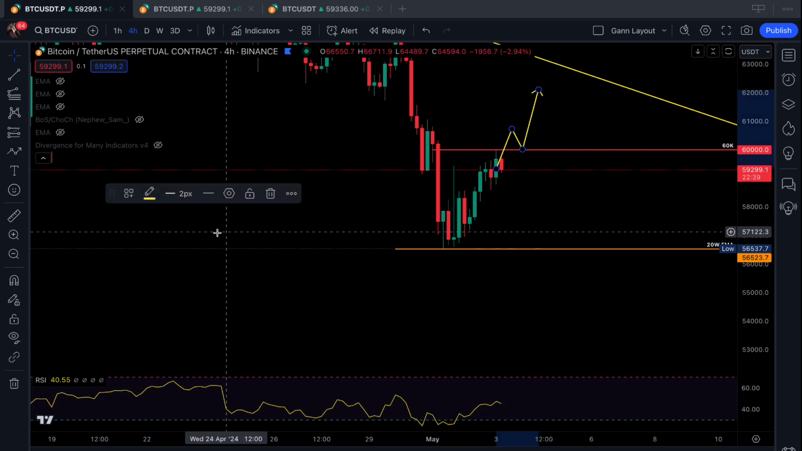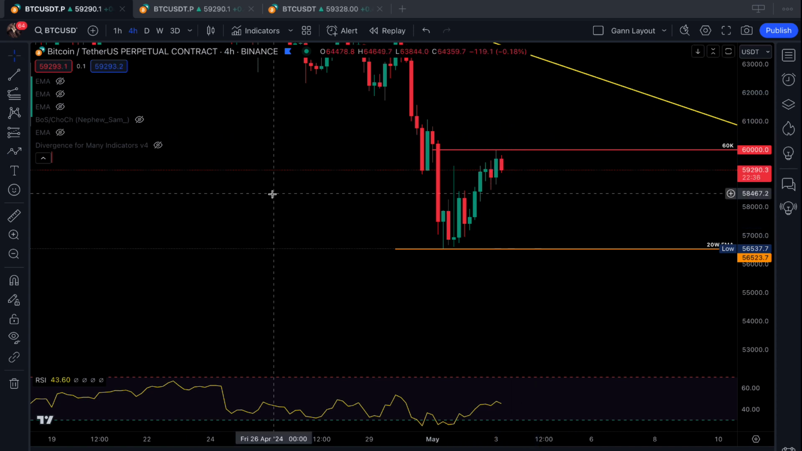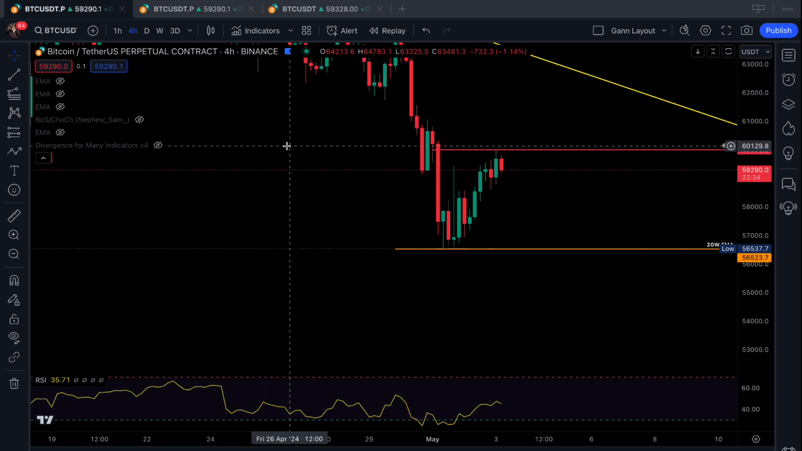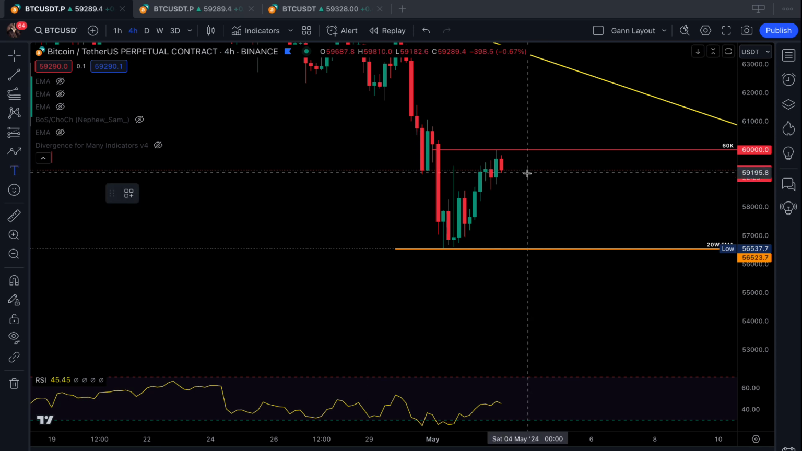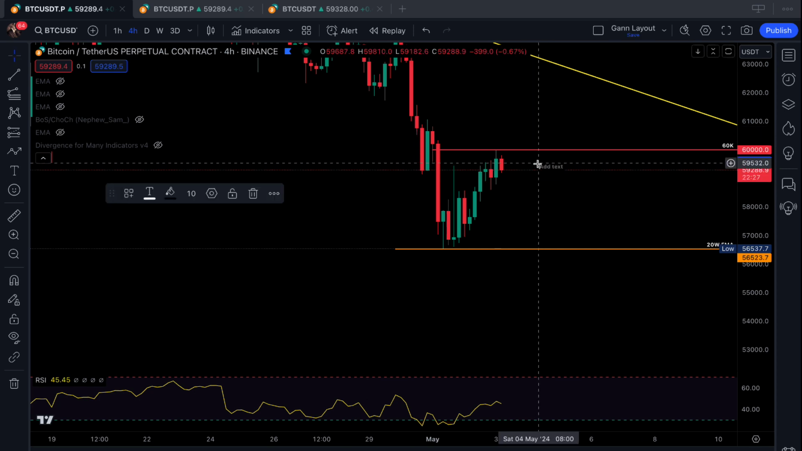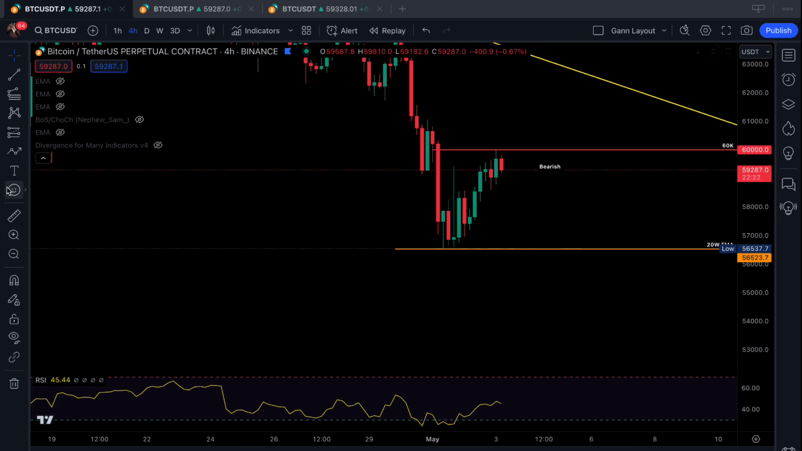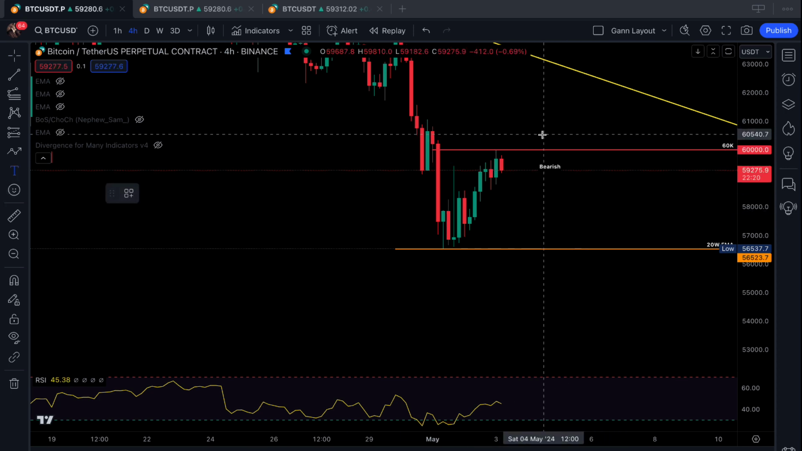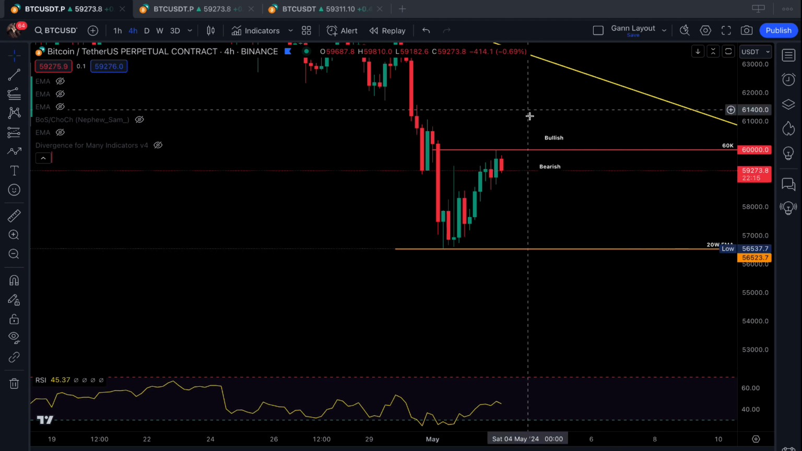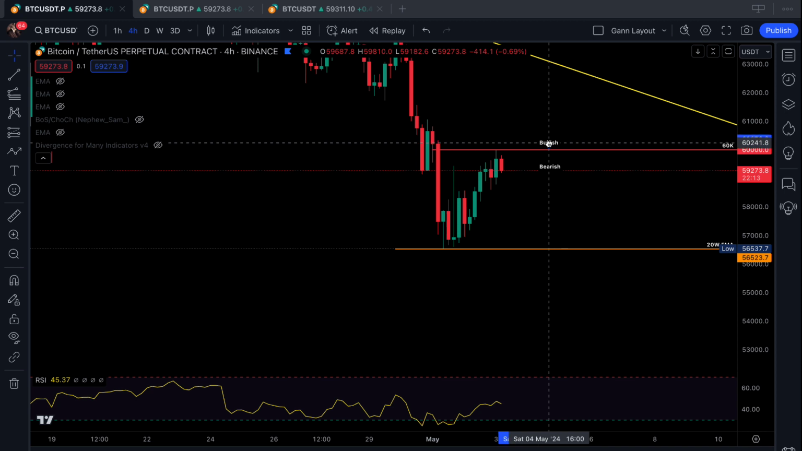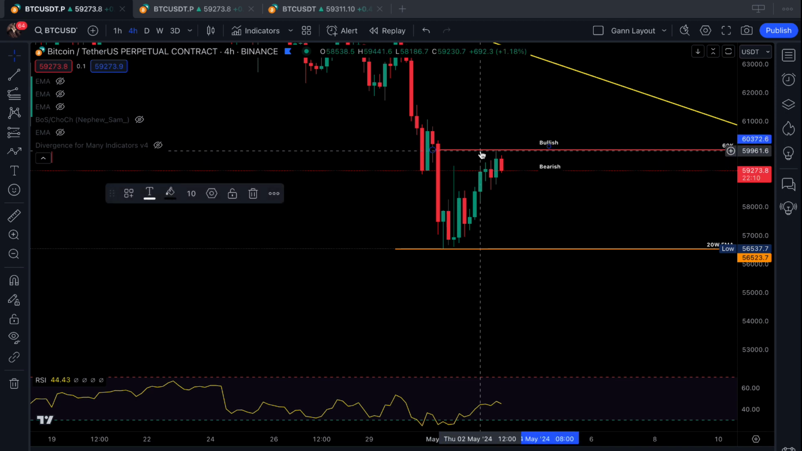Now, regardless, we have clear validation and invalidation. Okay, if Bitcoin gets above 60K weekly close, we are bullish. If Bitcoin closes the weekly candle below 60K, we are bearish, okay? So it's very easy to take a trade. If you see Bitcoin closing the weekly candle above 60K, you can take a long trade, okay? And your invalidation is easy.